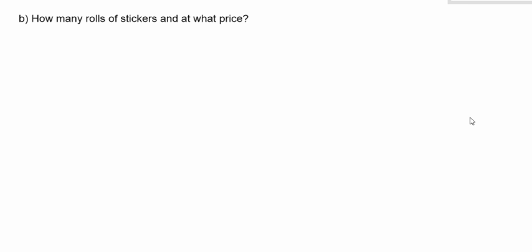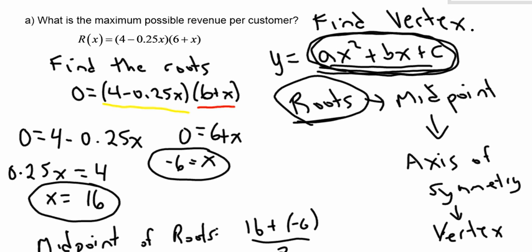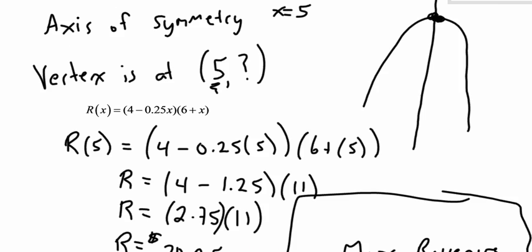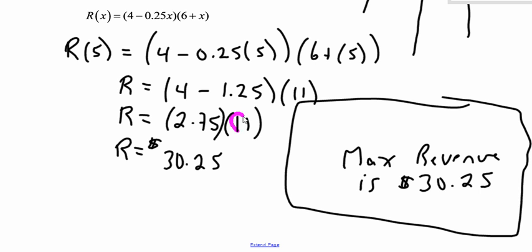Okay, so what's the next thing? The next thing says how many rolls of stickers and at what price? Oh, so I've already done the math on this. We know that the max revenue occurs when x equals 5. And what we discovered, if we go back to that last screen, is that we need this many stickers.